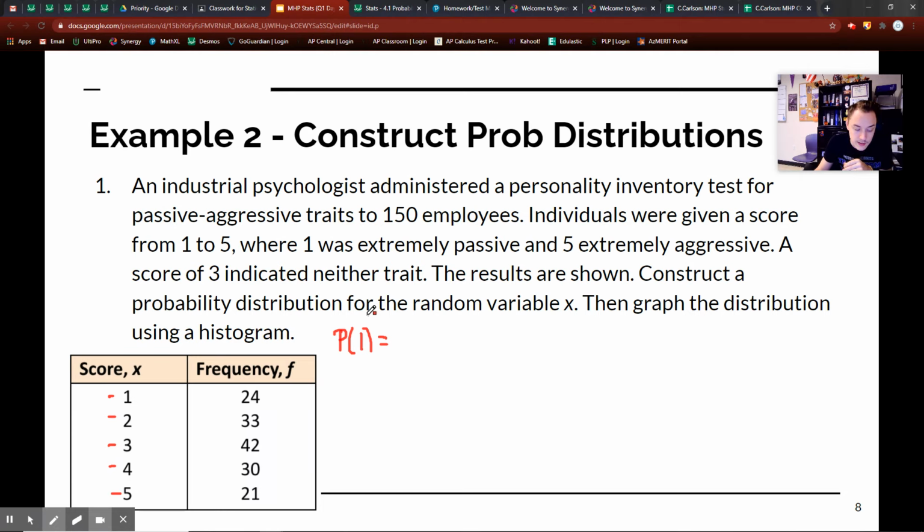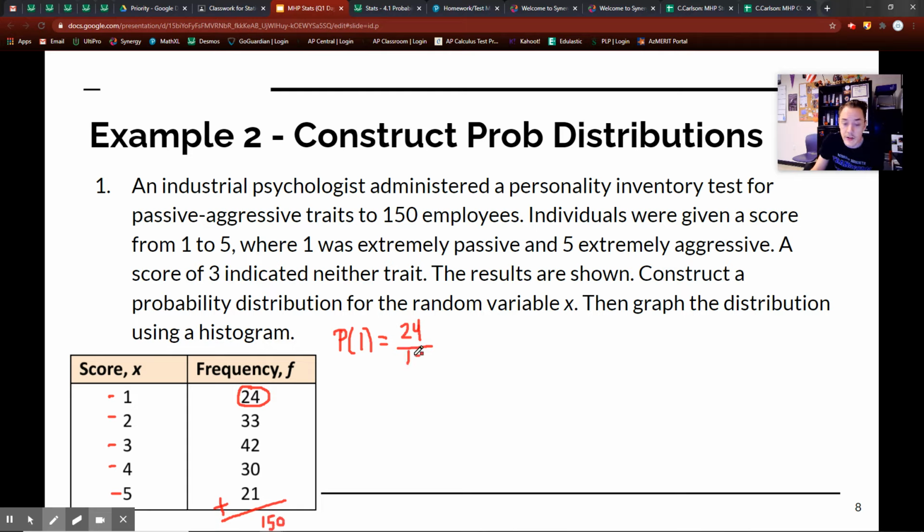the frequency, 24, divided by the total number of frequencies. So what's this total number? I need to add them all up. That's literally the second step. We already made a frequency distribution. Now add them all up. I'll give you a second. Do that on your calculator, or go to Desmos.com and add them all up. What you should get is 150.